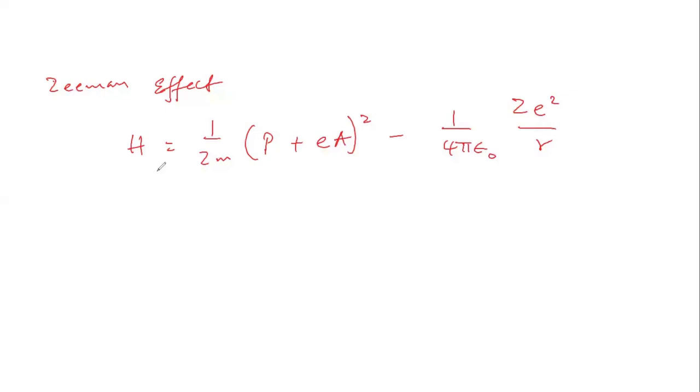And this arises because the electrons are charged, and as such, the kinetic term in the Hamiltonian will now become H equals 1 over 2m (P plus eA) squared minus 1 over 4 pi epsilon naught Z squared over R. And we know A is a vector potential from our electromagnetic field. And then the magnetic field is given as the curl of A.